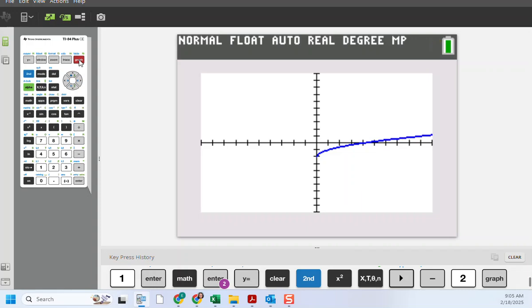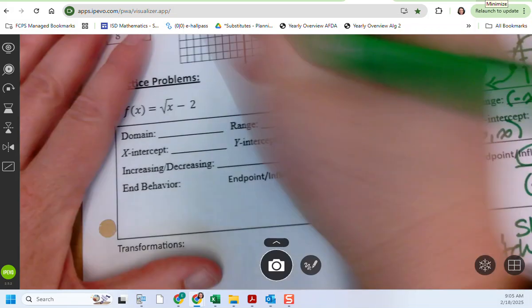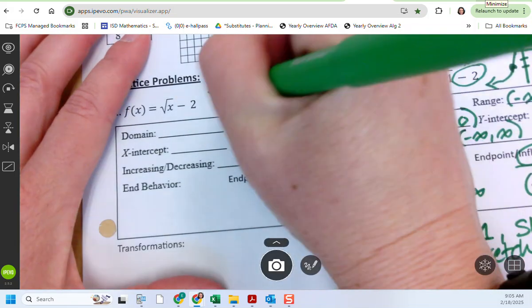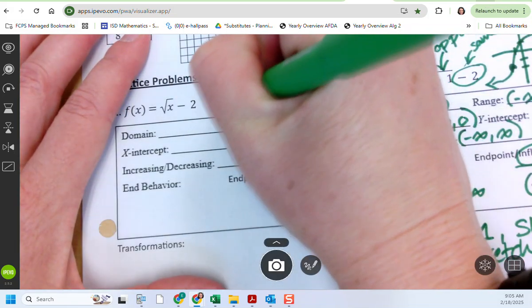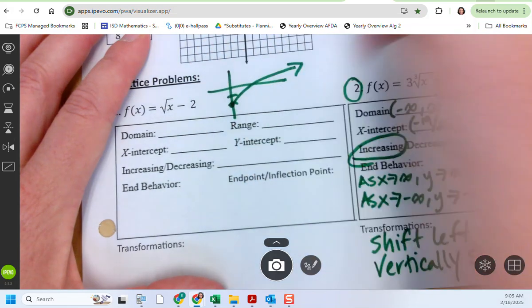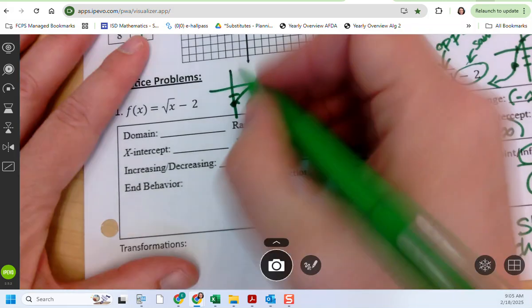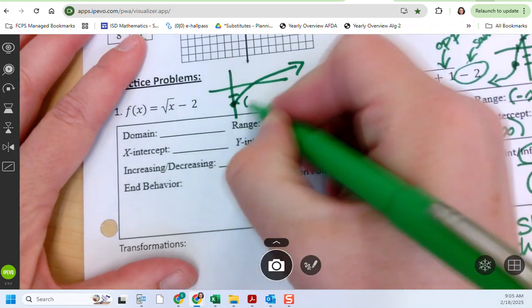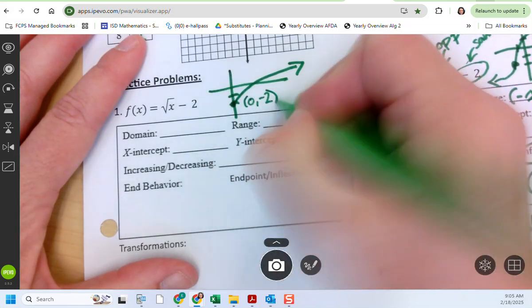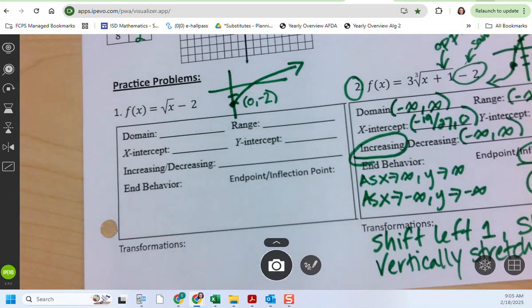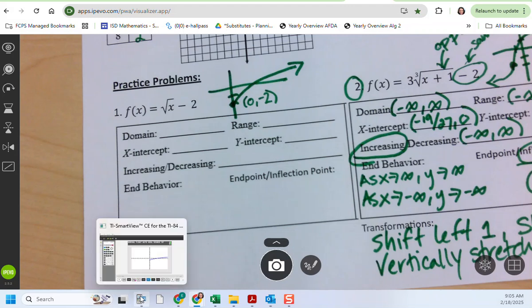Your graph started here at 0, negative 2, and it went like that, right? So that start point, if you can read it from the graph, is 0, negative 2. If you have trouble reading that point, here's where you can find it on your calculator. You're on this screen right here. We want to look at the table of values. So press second, graph. You can see a table of values when you do that.